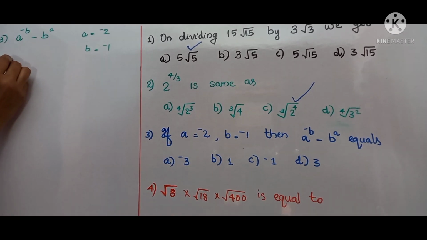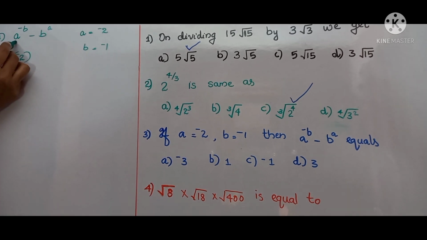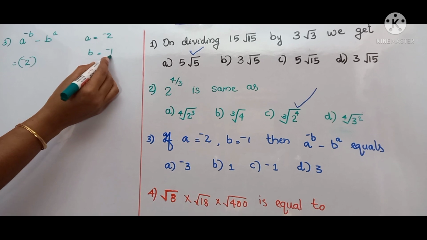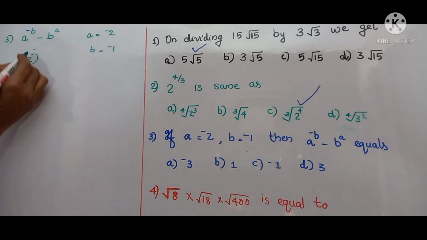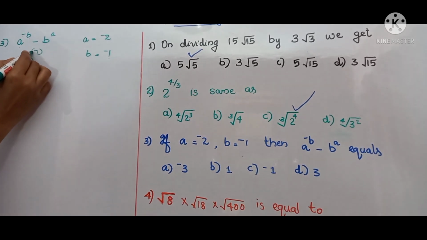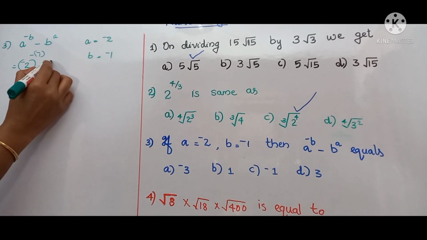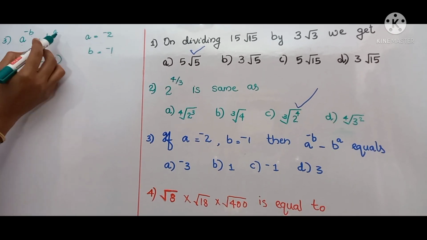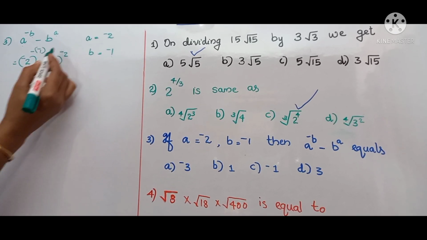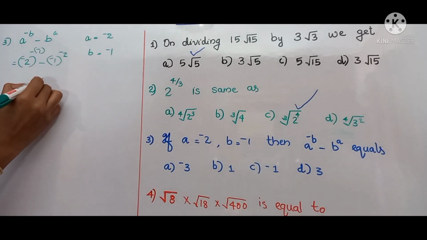A equal to minus 2 only, so instead of a we have to give minus 2. Then instead of b also we have to substitute minus 1. Here already one minus is there and b is equal to minus 1. Put that minus 1 here, then raise to the power a equal to minus 2. Instead of a, put minus 2 here. That is equal to minus 2 raised to minus of minus 1 is plus 1 itself.